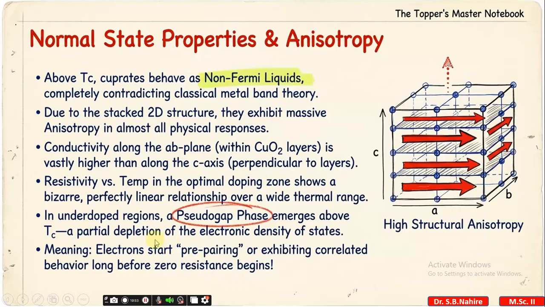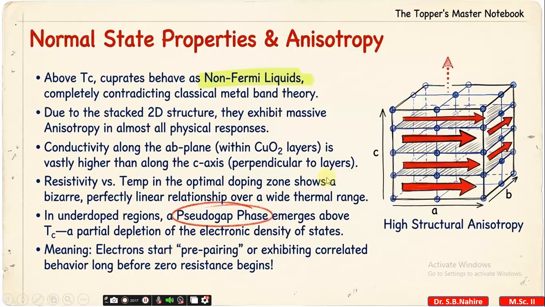This means there is a partial reduction in the electronic density of states. In simple words, some electronic states become unavailable even before superconductivity begins. Now, final point. This leads to a very interesting behavior. Electrons start pre-pairing or showing correlated motion even before the material reaches zero resistance.